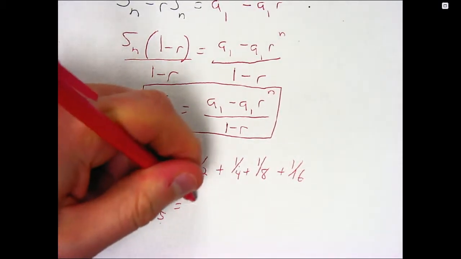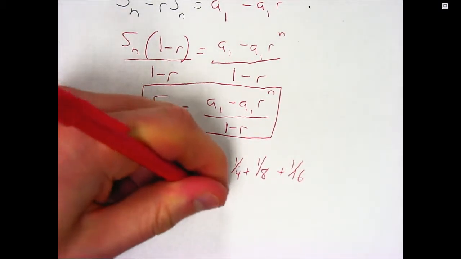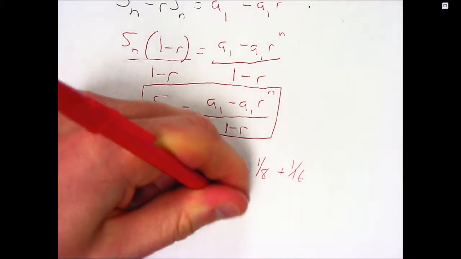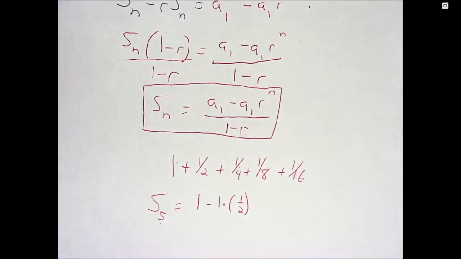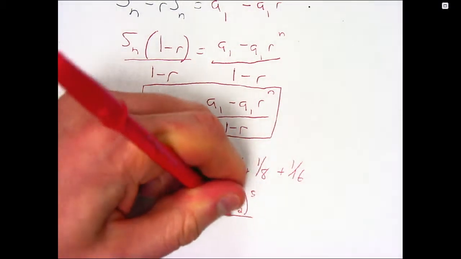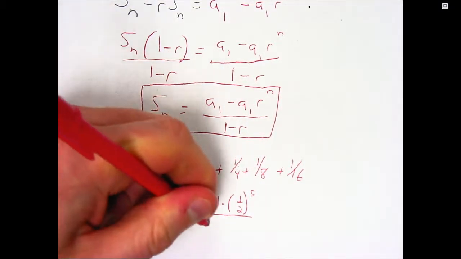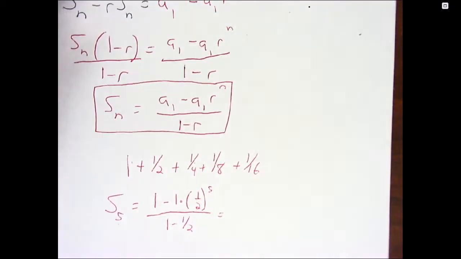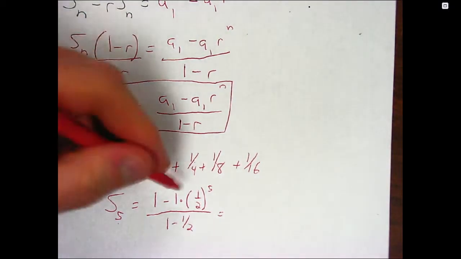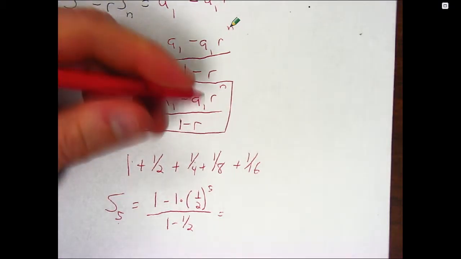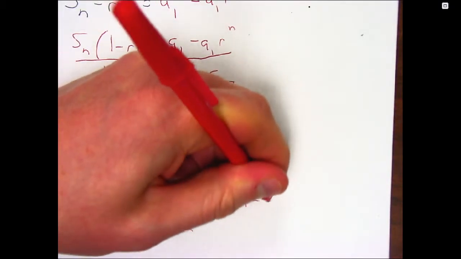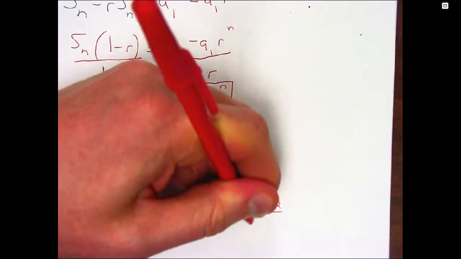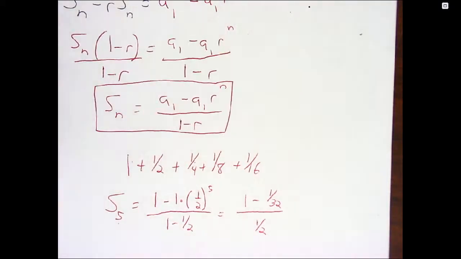According to the formula, it'll be a sub 1 minus a sub 1 times r to the n, where r is 1/2 in this case. So 1/2 to the 5th, all over 1 minus 1/2. We could use our calculator, but this one's not too bad. 2 to the 5th is 32.